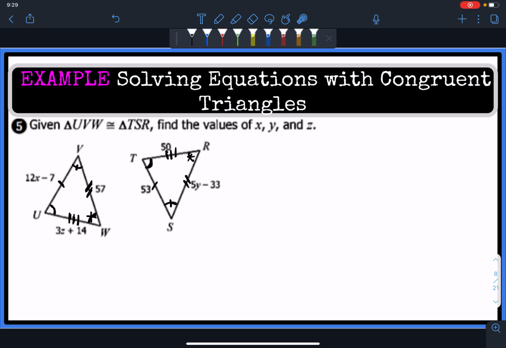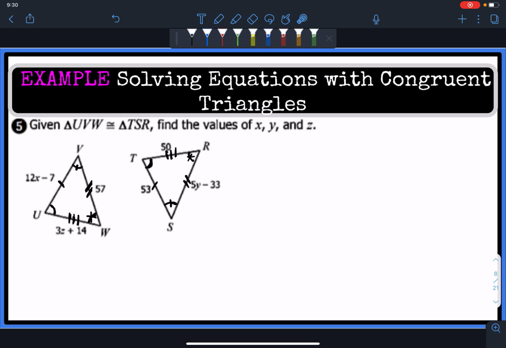So you see the name tells me how these things are congruent. Even though they're not in the same direction, I'm just using the name because, again, corresponding parts of congruent triangles are congruent. So with that, I can figure out the value of X, Y, and Z. Let's start off with X.